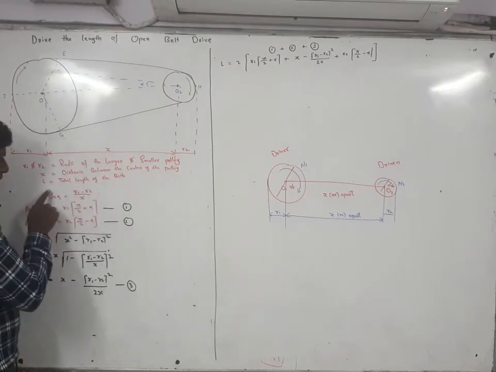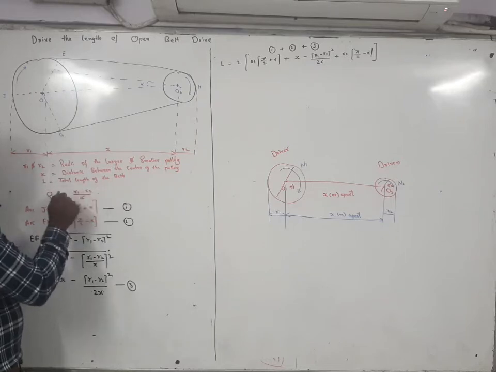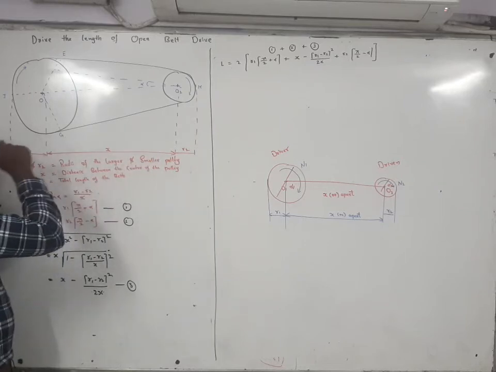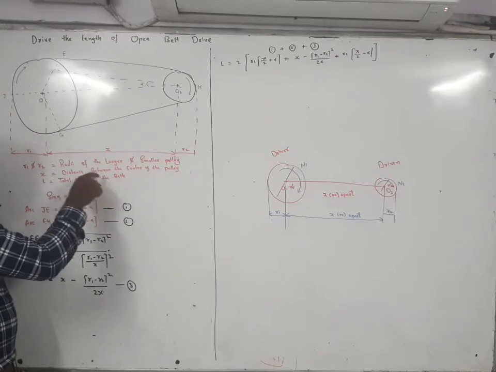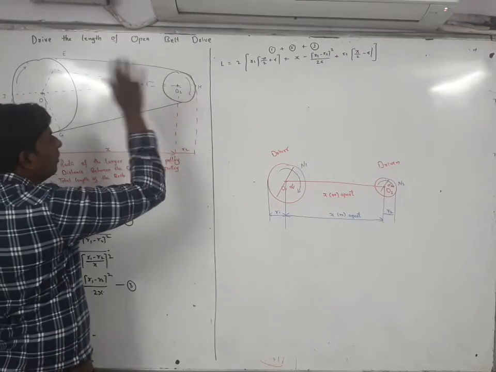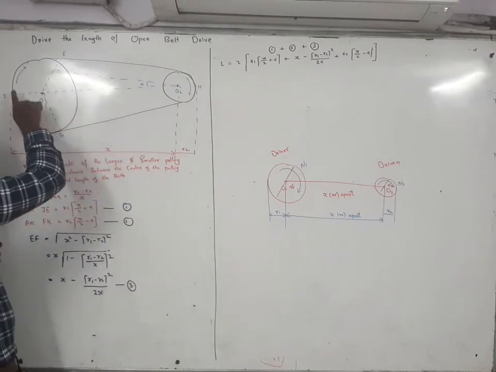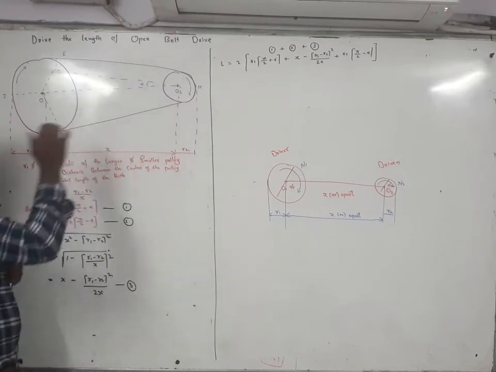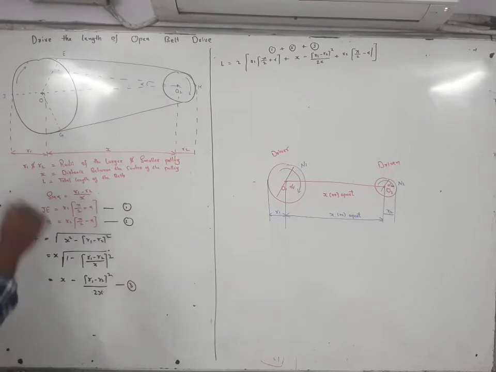After that, you have to remember one more thing. L is known as the total length of the belt. How much belt length is there, starting from this point and ending at this point? That one is known as L.